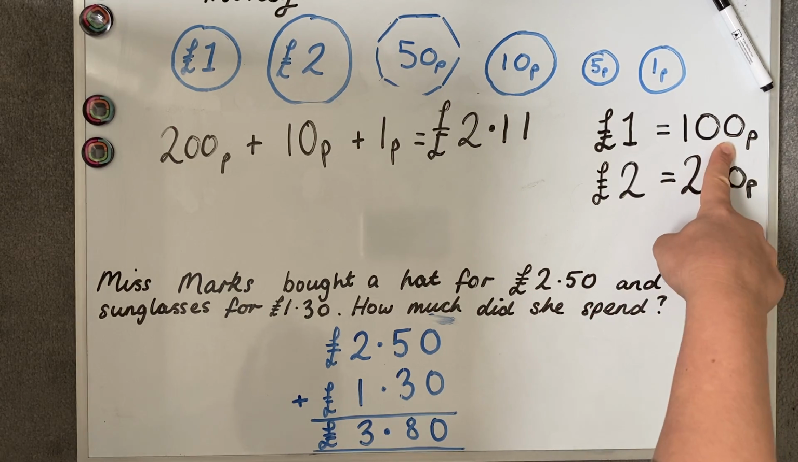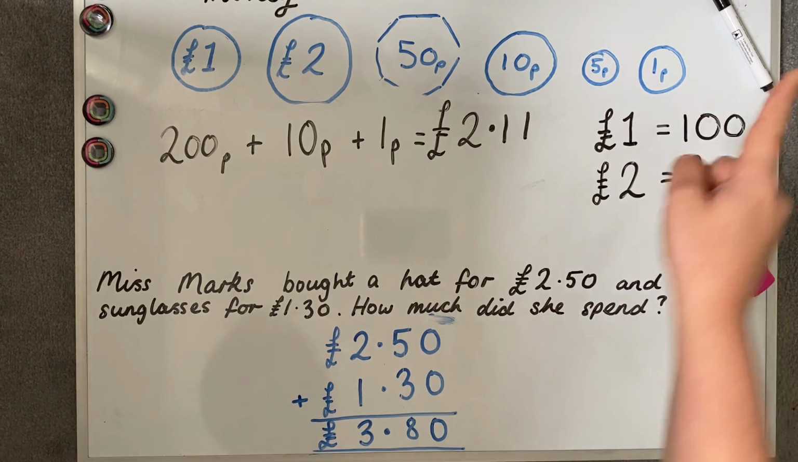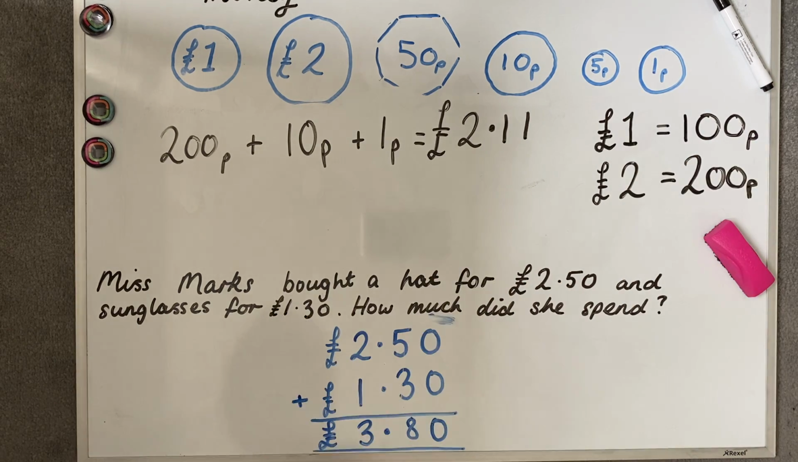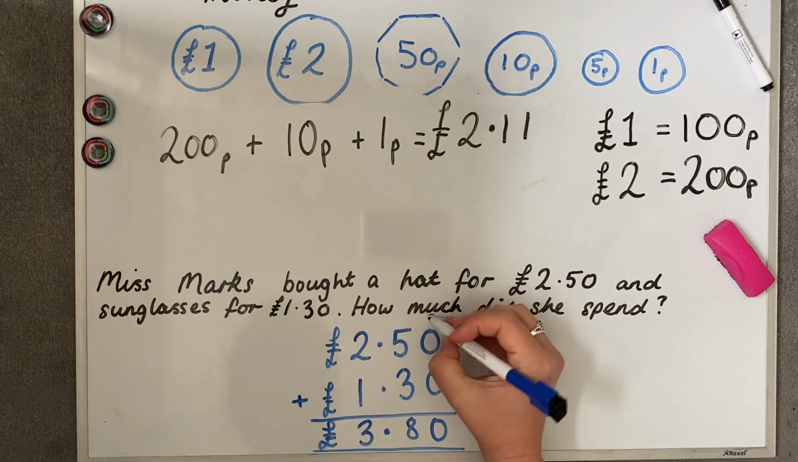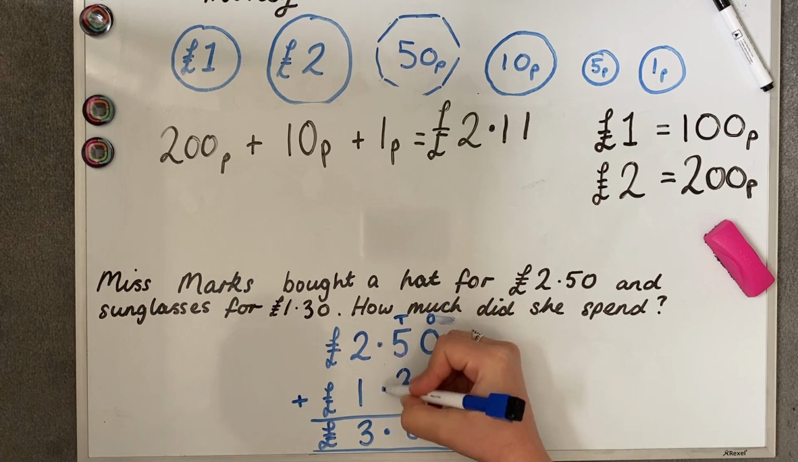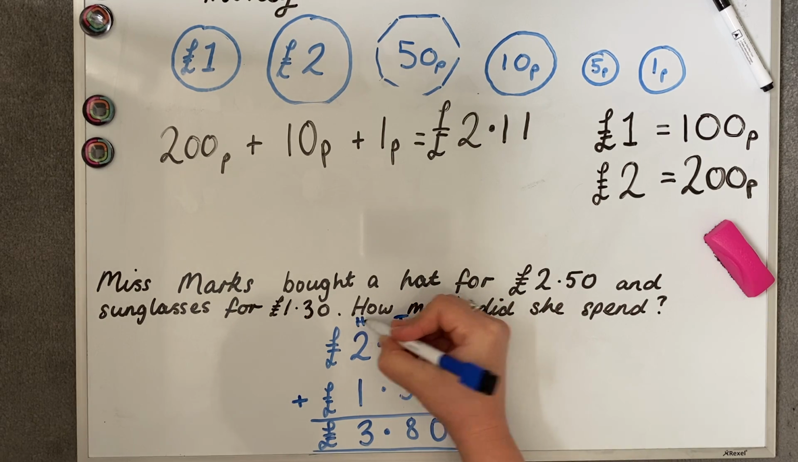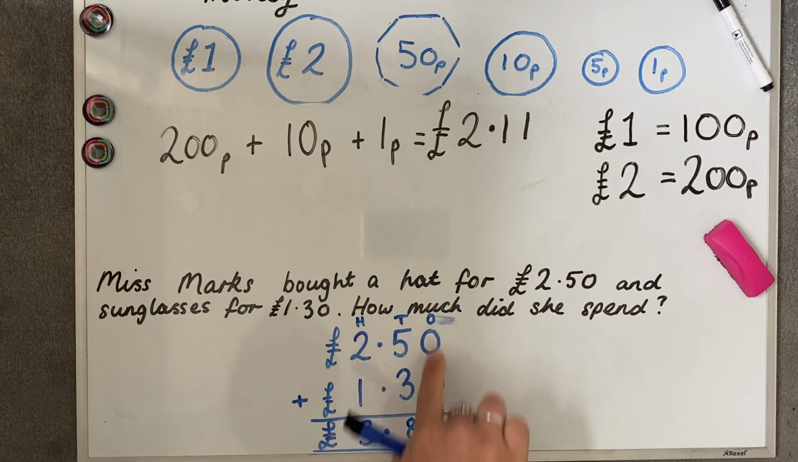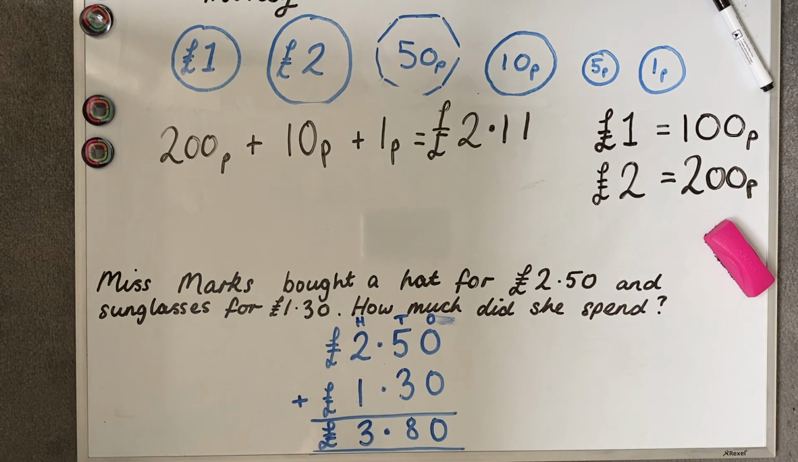Remember, the most important thing that you need to remember with money is that £1 is the same as 100 pennies. And that if you're doing column addition, you must make sure everything lines up together. So your 1 pennies, your 10 pennies, your dots and your hundreds or your pounds need to all be in the same column when you're adding them up together.